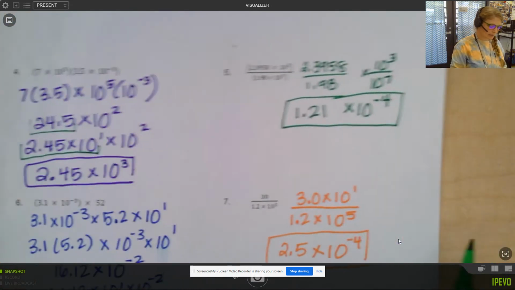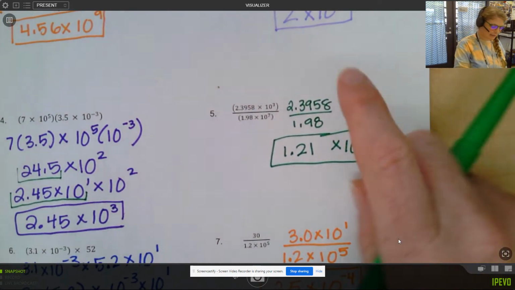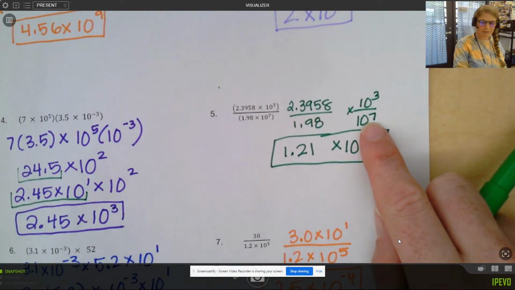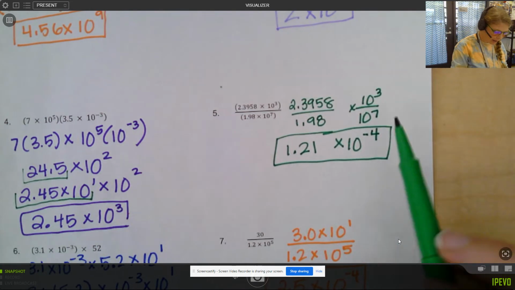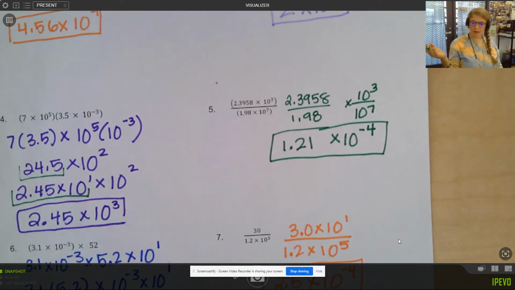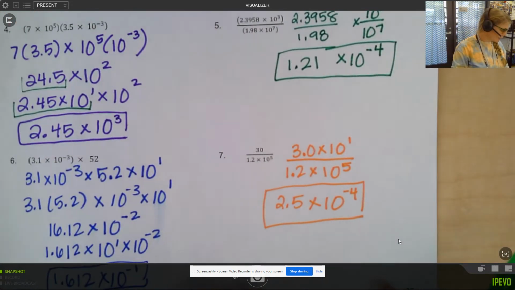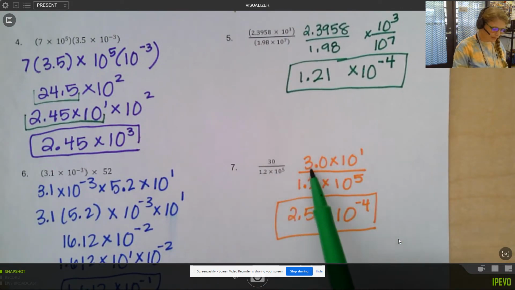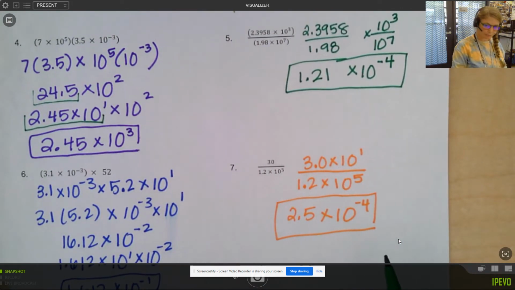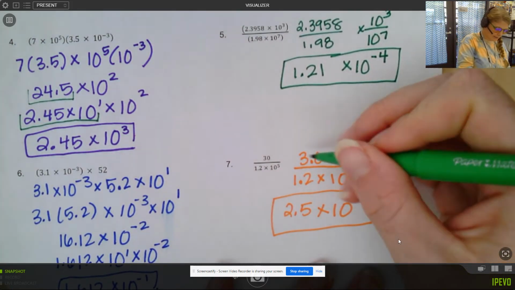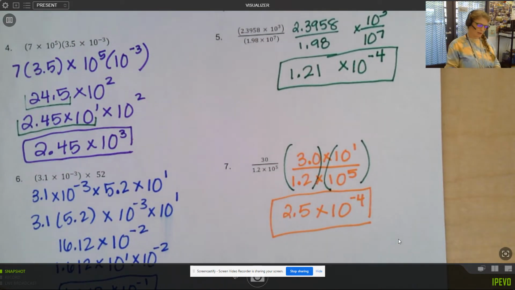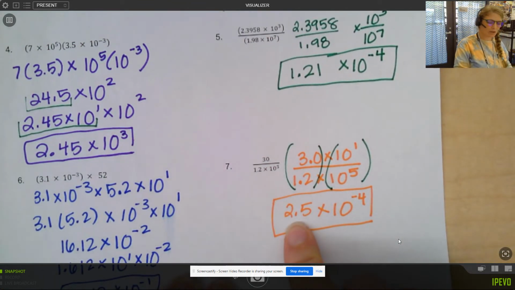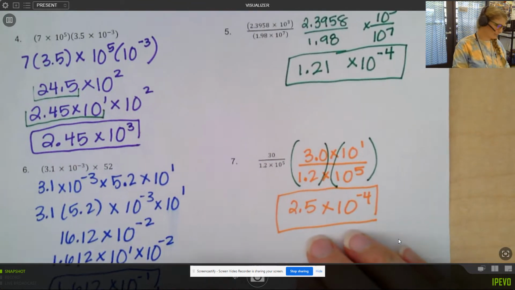Perfect. Taking a look at number 5, I grouped together my significant figures and my powers of 10, my orders of magnitude. And that's how I got my final answer. I didn't have to do any extra work from there. And number 7, again, I rewrote 30 as 3.0 times 10 to the first. I broke this up with my significant figures and my powers of 10, and I got a final answer already in scientific notation because my significant figure is greater than or equal to 1 and less than 10.